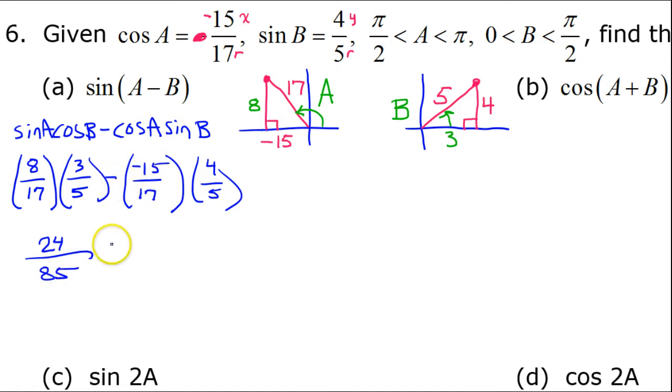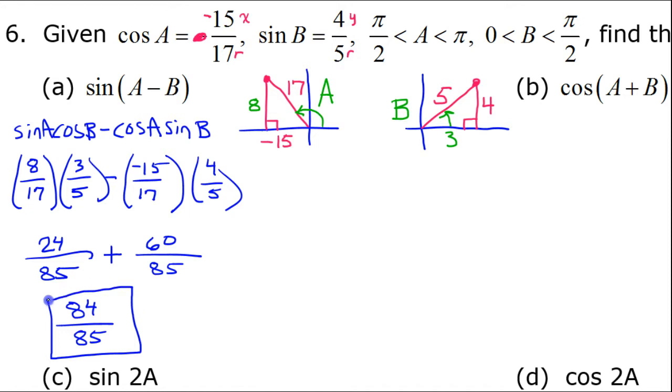Minus a negative is a positive. So I know this is going to be plus. Because this is a negative number, so this will be negative and subtracting. So minus a negative is a plus. 4 times 15 is 60. So I have 60 over 85. So that's going to be 84 over 85. Alright, so that's going to be the answer for A.